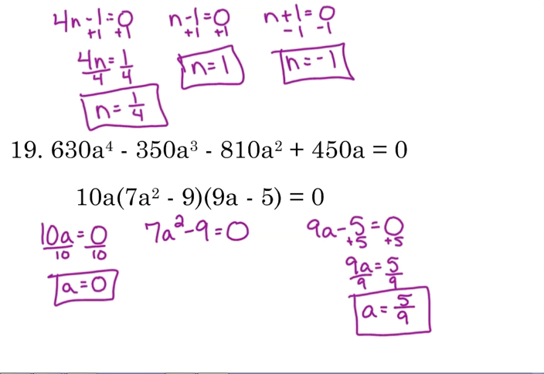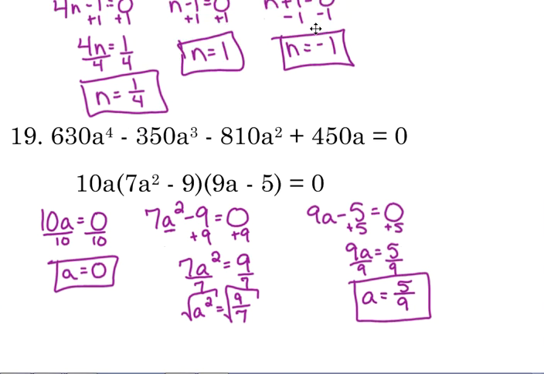Okay, so there's 2 of my, how many solutions? 4. It was a 4th degree to start with, so I need 4 solutions. I got 2 of them, so I got to come up with 2 more somewhere. I got an a squared here, so that means I should be getting two solutions, right? All right, so add 9 to both sides. 7a squared is equal to 9. Divide by 7. A squared is equal to 9 over 7.